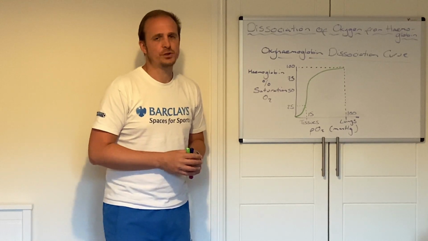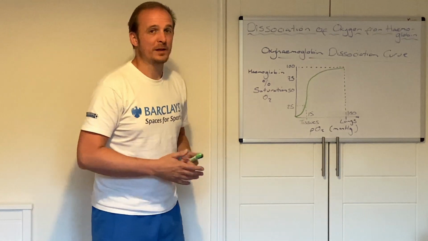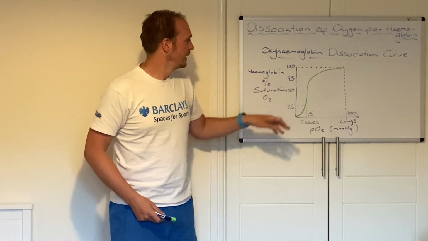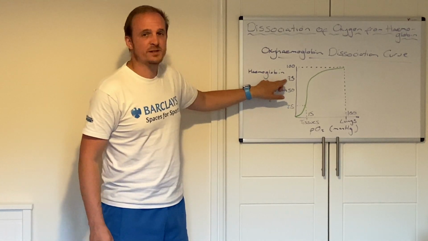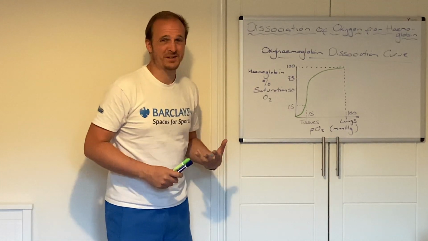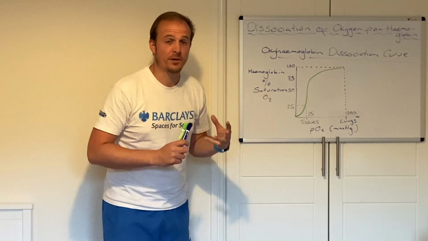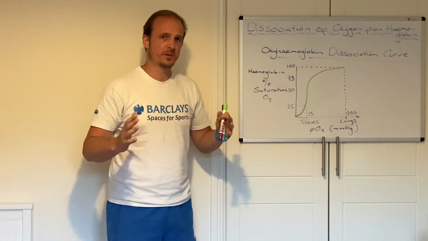So that's one of the major changes during exercise. Things basically flip completely. At rest, it was 75% saturation, 25% goes to the muscle. During exercise, it's only 25% saturation and 75% going into the muscle. So it's a big swing.